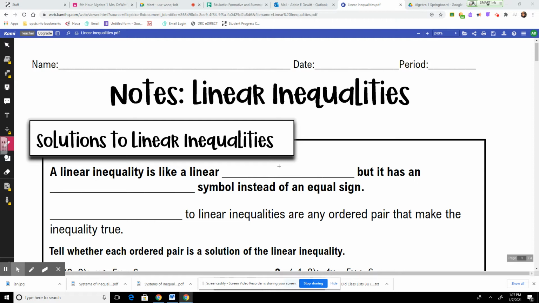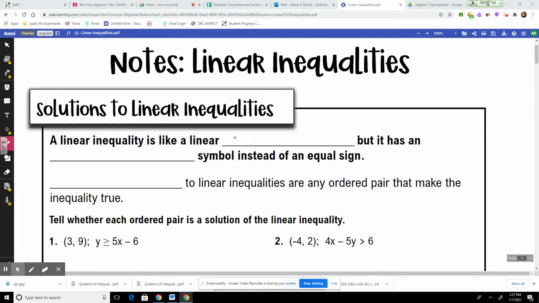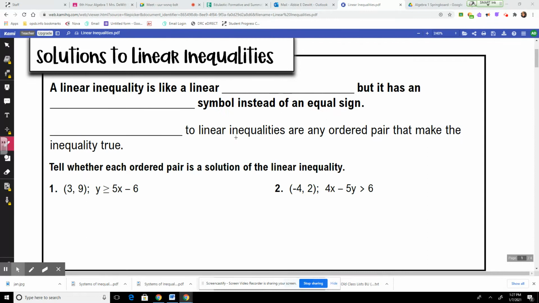Okay, so we're going to start talking about linear inequalities. This is, again, a refresher. This is nothing new. I taught you this before the break. So linear inequalities, solutions to linear inequalities. We're going to talk about solutions to linear inequalities.